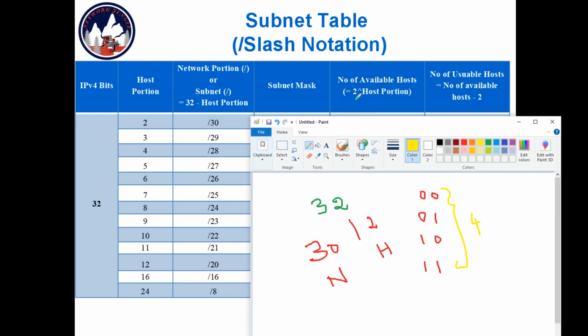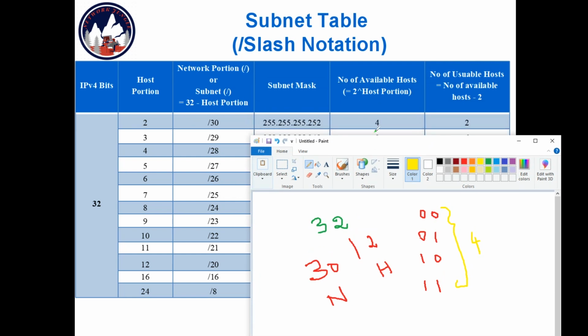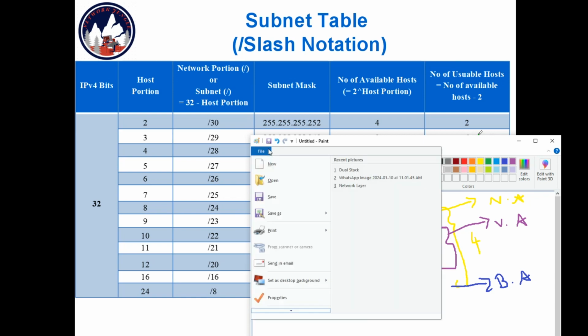For the number of available hosts, the formula is 2 power of host portion. Here the host portion is 2, so 2 power 2 equals 4. That is the combination. First, 00 belongs to the network address. Then the last one can be used for the broadcast address. So the valid IP addresses can be used for 01 and 10. The last column is the number of usable hosts, which belongs to the valid IP addresses for assigning to network devices.